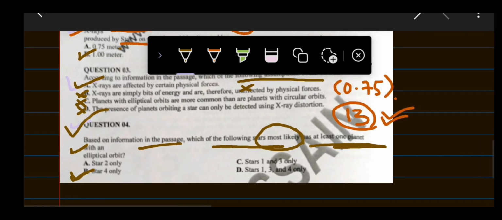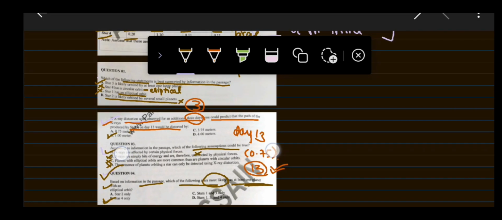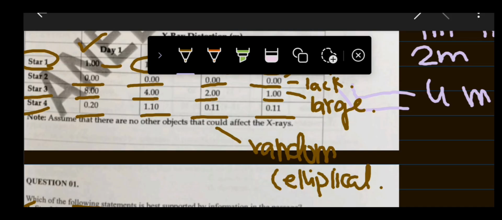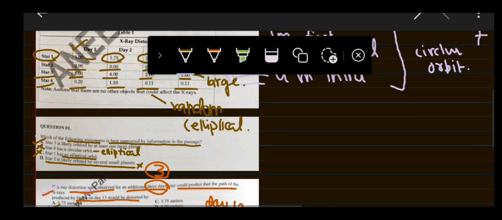Then question number 4, which is the last question of this passage. Here they ask, based on the information in the passage, which of the following stars most likely has at least one planet with an elliptical orbit. Tell me which one is such a star that has an elliptical orbit. So here the correct option is star 4. Star 4 has the elliptical orbit. Likely it is elliptical because it is 0.2, then 1.10, 0.1 and 0.11, so it is elliptical.